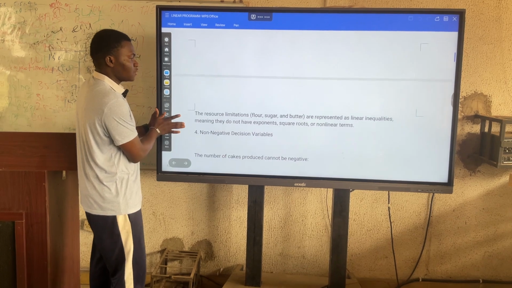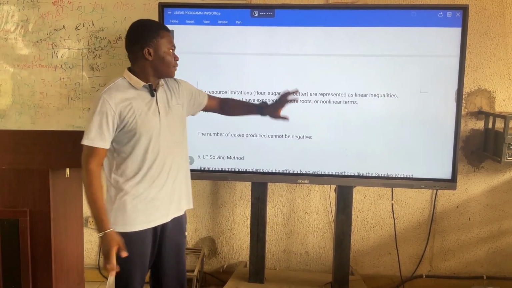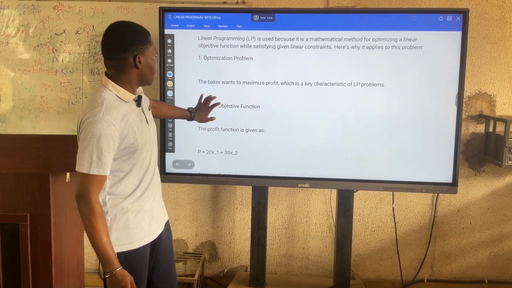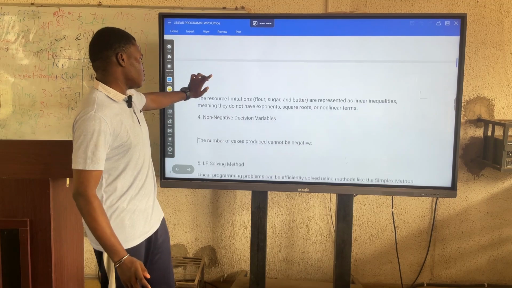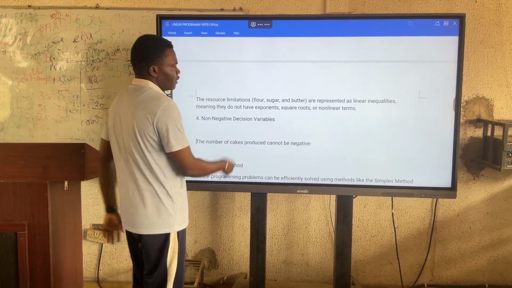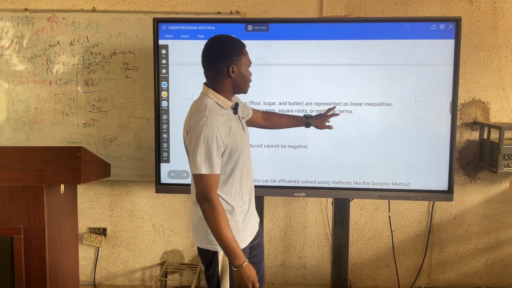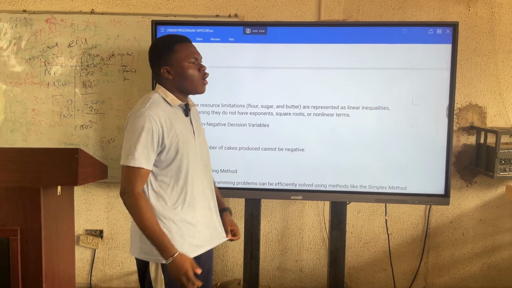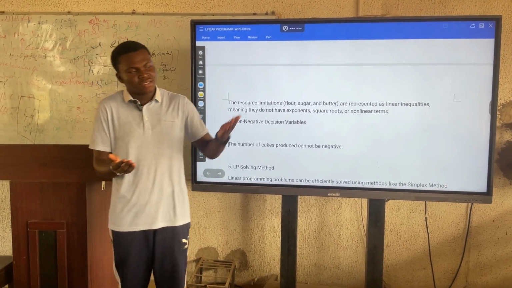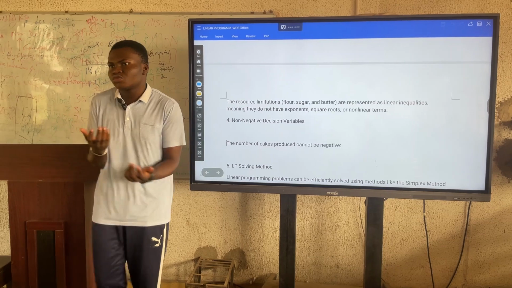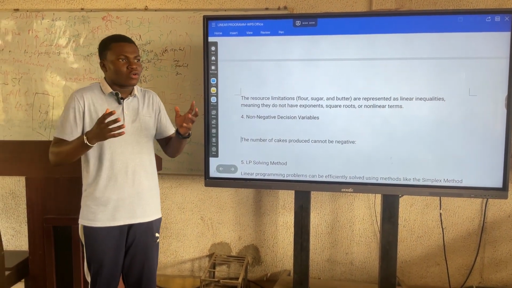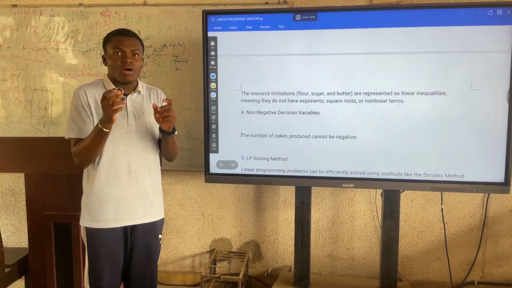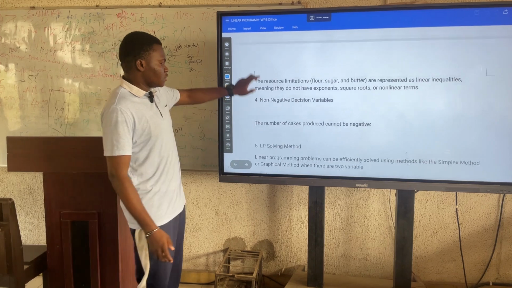So linear constraints now. Earlier here they gave cake as an example, a baker. So what are the resources that the baker will need? Flour, sugar, and butter. And they are represented as linear inequalities, meaning that they do not have exponents, square roots, or nonlinear terms. So non-negativity variables: obviously, I cannot yield minus 30 Chivita A bottles. I cannot yield minus 20 Chivita A bottles. That means all the constraints, all the variables within that given equation, are going to be positive. They are never negative.